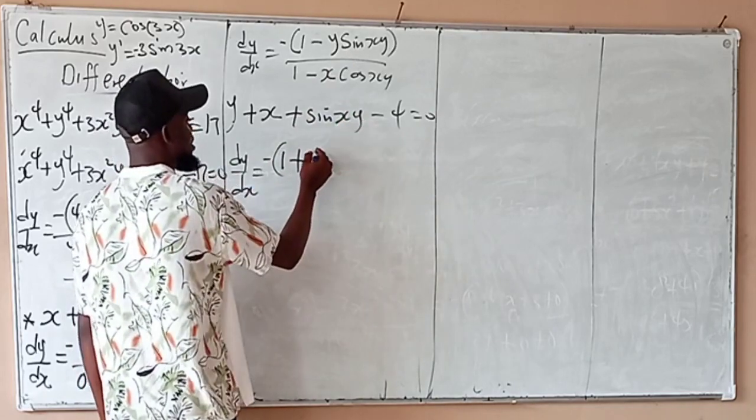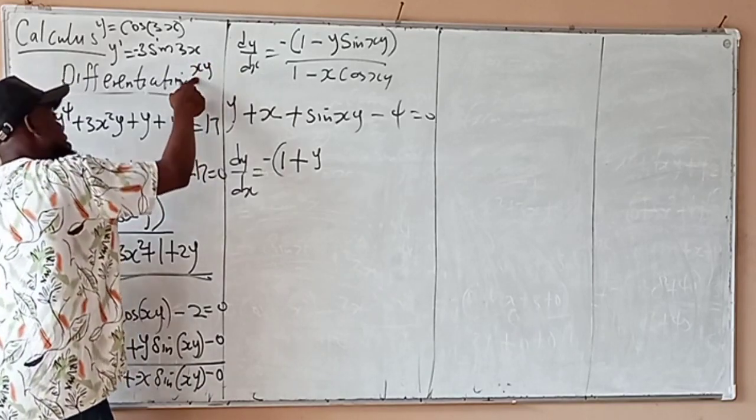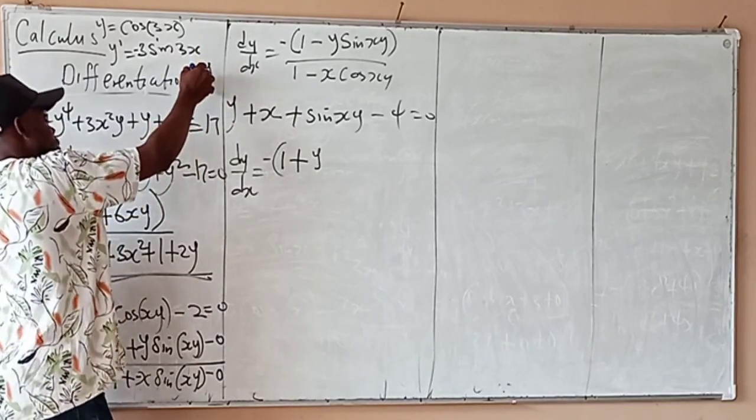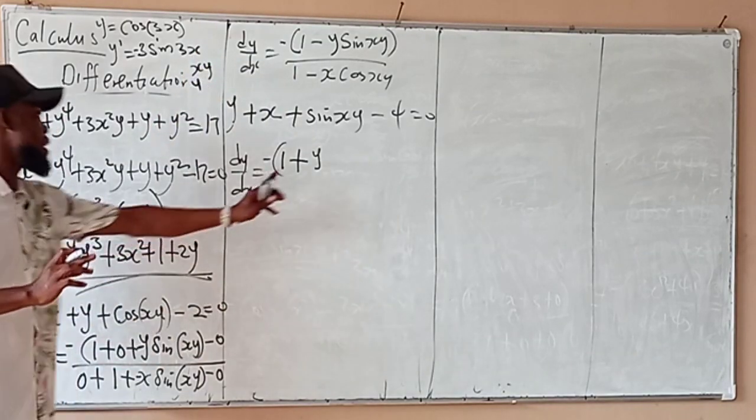1 times y, you have y. If you differentiate x and y, differentiate x, you have 1. This 1 times y will give us y. That becomes the answer. So we'll write the answer down.